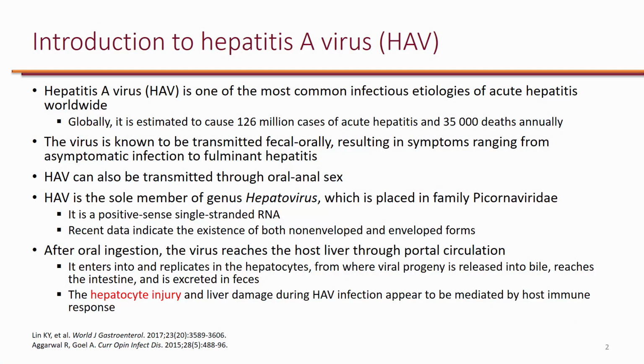First, introduction to hepatitis A virus. As you may know by now, any type of hepatitis can lead to cirrhosis over a long period of time, including hepatitis A. Hepatitis A is actually transmitted in a fecal-oral route and also from oral-anal sex. So once the virus has been orally ingested, it reaches the host liver and causes hepatocyte injury, which over time can cause cirrhosis.